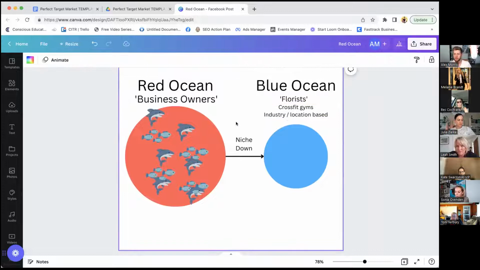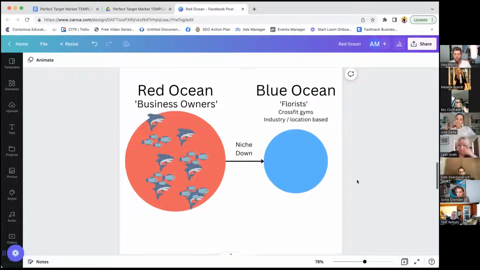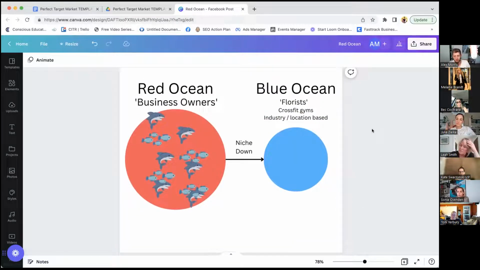Maybe you help florists, maybe you help CrossFit gyms, maybe you do something location-based and you help small businesses in Adelaide, or if you're in a smaller area like Tasmania, southern Tasmanian small businesses. That's a pretty decent little niche there. Or in the fitness space, heaps of people work with mums. What if you worked with mums of multiples?